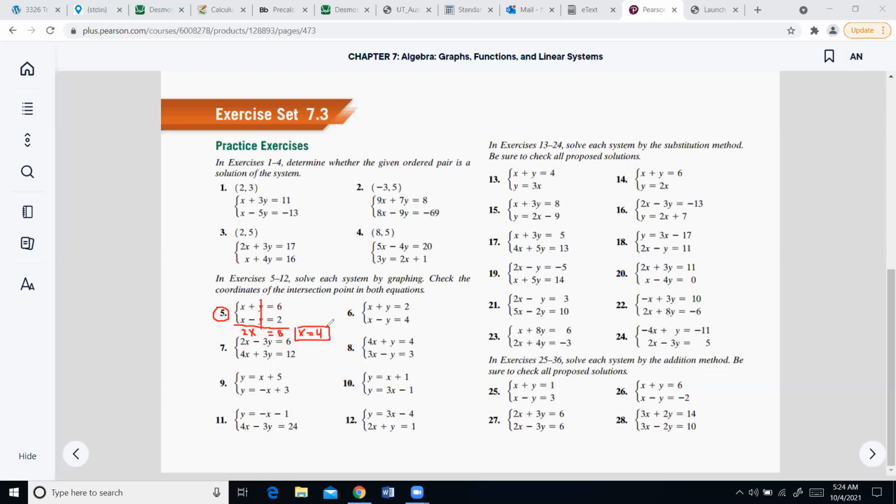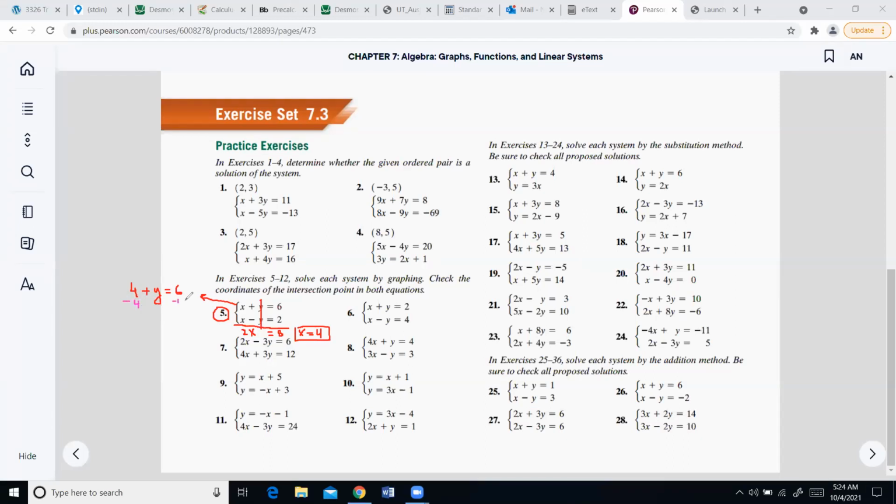And now I'm going to, let's say, use my first equation and find y. So in the first equation, I put 4 instead of x, add it with y, and have it equal to number 6. So I need to subtract 4 on both sides.